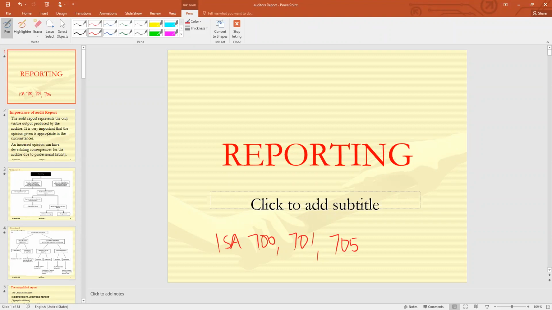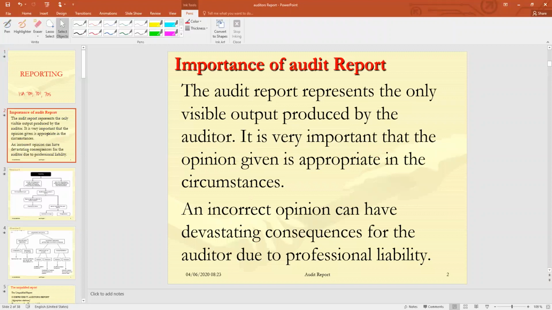So let's go straight. As I mentioned, the auditor's report represents the only visible output that the auditor shall be producing, addressed to the members of the company. Don't forget, no one is going to be seeing your working papers. The only thing they shall see as a result of your work is the auditor's report.